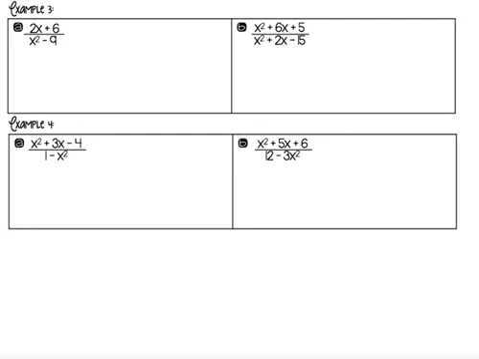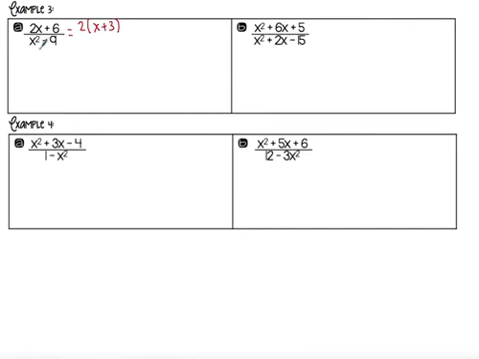On example 3, I need to be able to factor the top and the bottom. So to factor the top, I would see that I had 2 terms, and the highest exponent is going to be x to the first. And so I need to find a GCF. So I'm going to take out a 2 because 2 is the biggest number that will go into 2x and into 6. And when I factor the top, that's going to give me 2 times x plus 3.